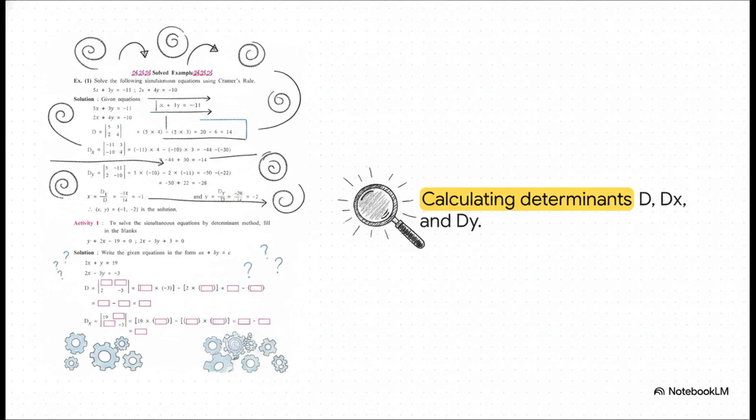Finally, the real magic happens. To find x, we just divide dx by d. Negative 14 divided by 14 is negative 1. And y is simply dy divided by d, giving us negative 2. It is beautifully methodical, isn't it?